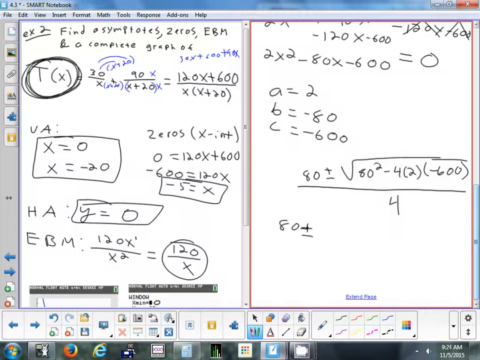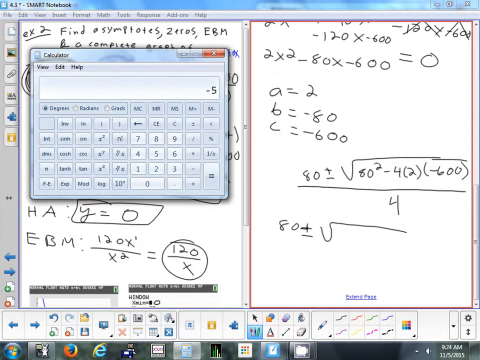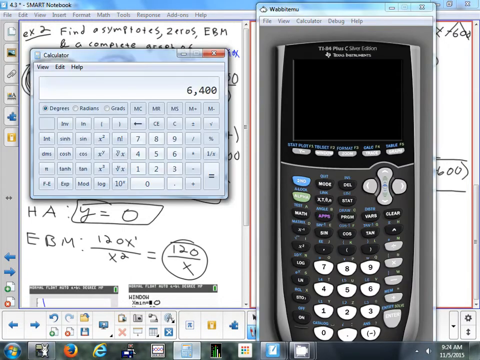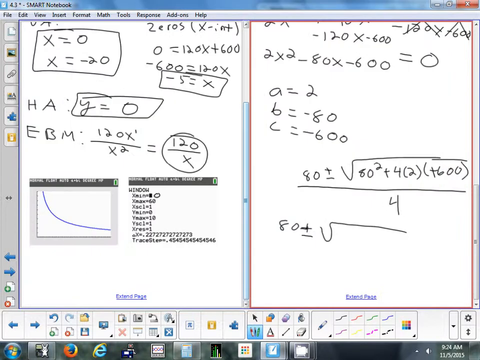All right, 80 squared. Let's see, that's 6,400. 4 times 2 is 8. 8 times 6 is 4,800. That's negative 4,800. But then those negatives become addition. Right, so plus 4,800. Take the square root. I get 105.83. So let's just write it that way.